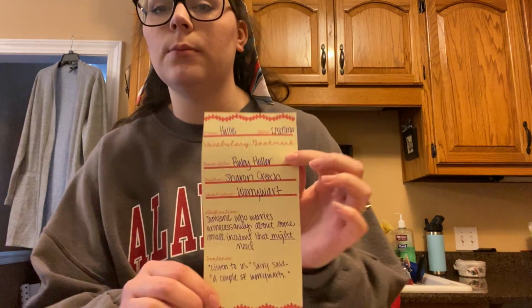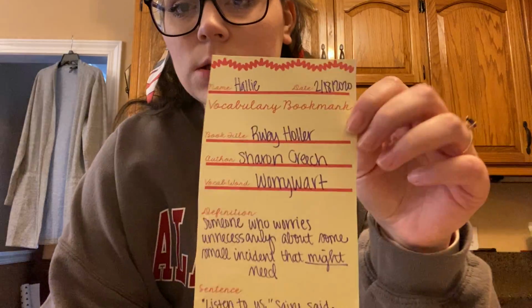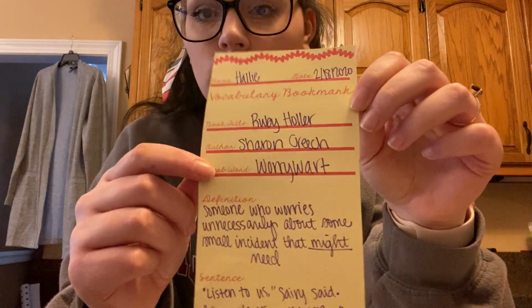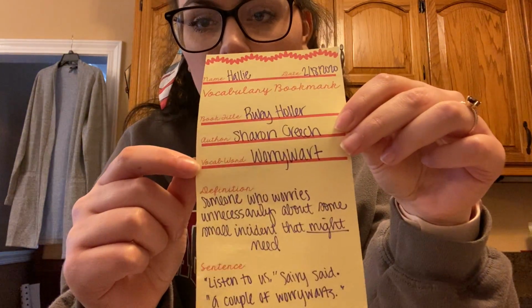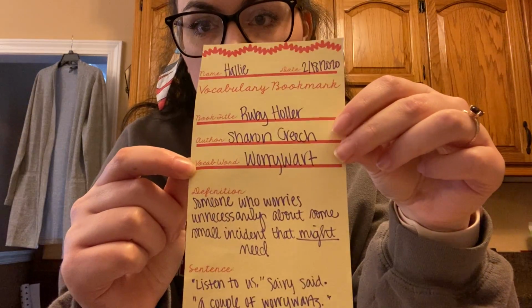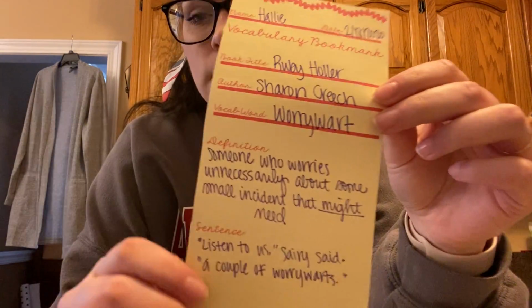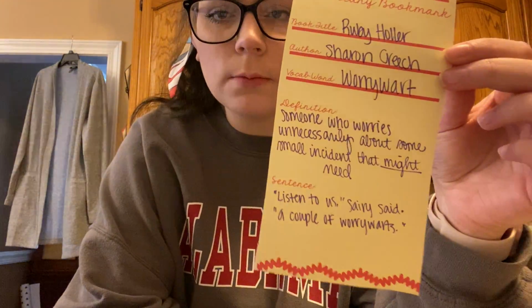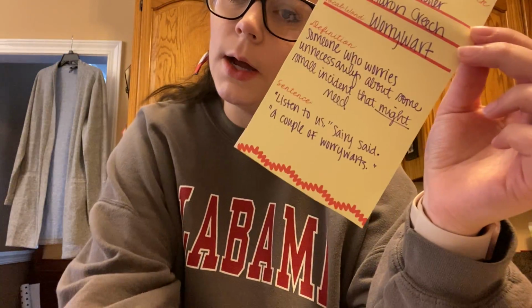This is the example that it gave in the book. Students just put the book title and the author and then the word that they want to know more about. This one is worrywart. That's a word that might be common to some people, but some people might not know what it means. That's why these bookmarks are so cool, because the words don't all have to be the same. I might know what a worrywart is, but my classmate might not. So they can make one on worrywart and I can make one on something else.